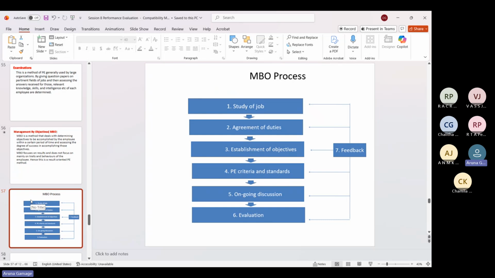Then agreement of duties, both come to agreement. Okay, so you have to sell X product, you have to sell Y product, you have to create new customers, you have to write some reports. So agreement. Establishing objectives. Objectives are desired targets to be achieved.